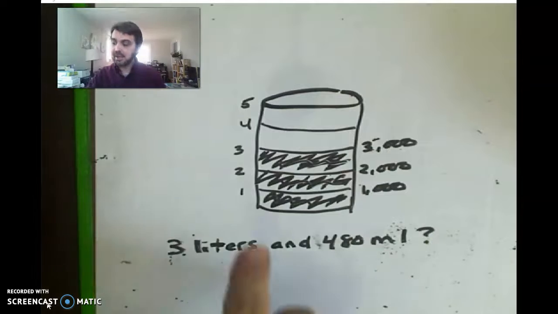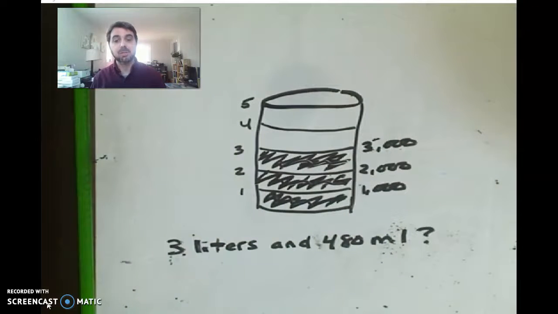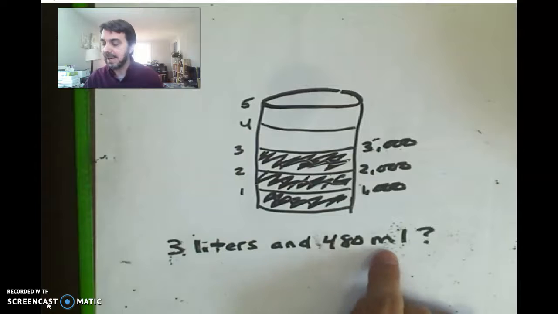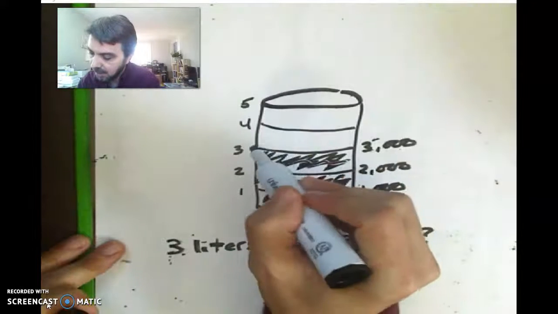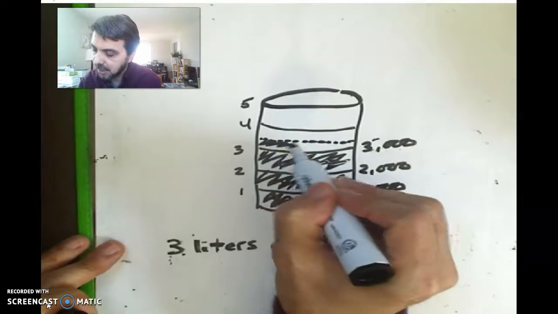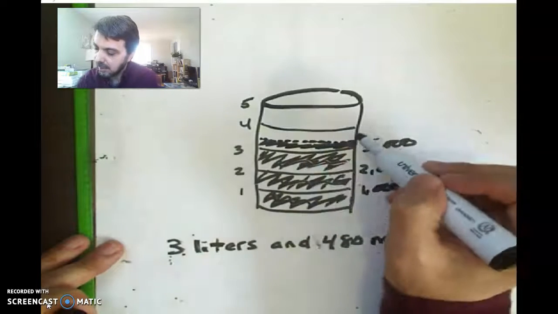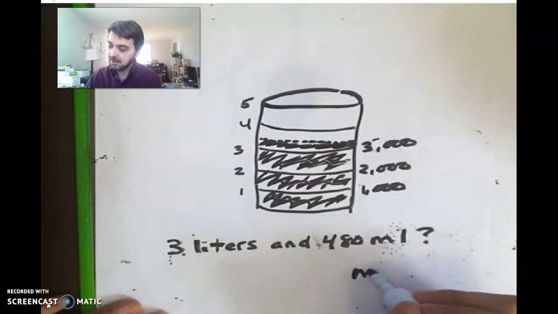Okay, so we already see the 3 liters, right? Which is 3,000 milliliters. But there's also an additional 480 milliliters. So remember, half of a liter would be 500. So it's almost 500. So I would add almost another half of a liter, right? Like right in here. Okay, so that would be another 480. So in that case, we would have how many milliliters?